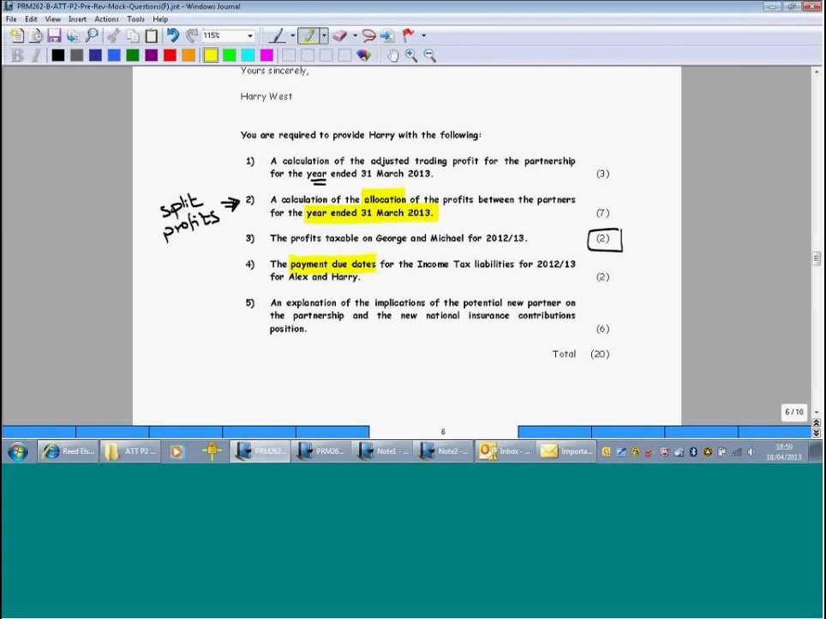Well, payment due dates are nice and easy. You should know them, get them down, 2 marks in the bag. Notice you weren't asked to calculate the income tax liability, so don't waste your time doing things like that. And then the final 6 marks of the question, 6 whole marks, are looking at the implications of the potential new partner on the partnership.